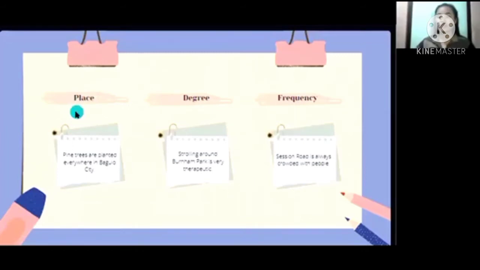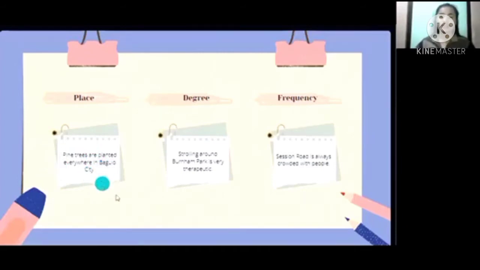Who wants to read the example for the adverb of place? Yes, Mr. David? Thank you. And can you please tell us what the adverb of place in this sentence is? Excellent. Where are the pine trees located? Here in Baguio.